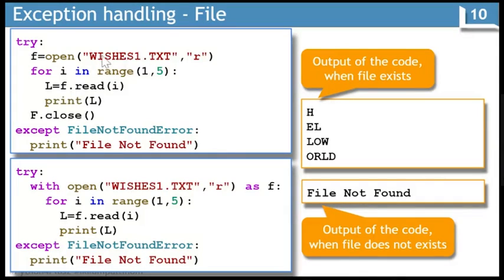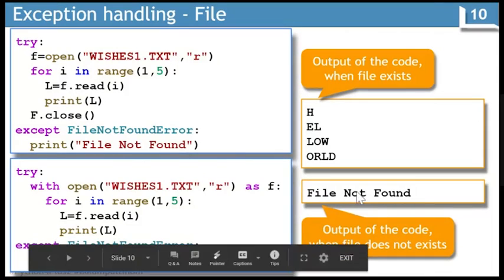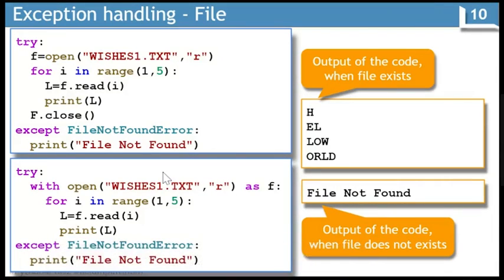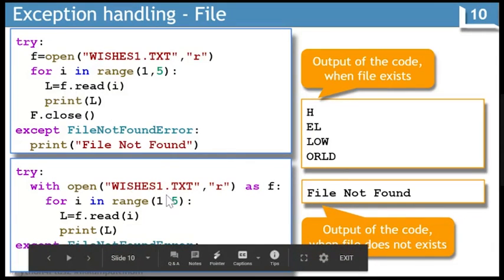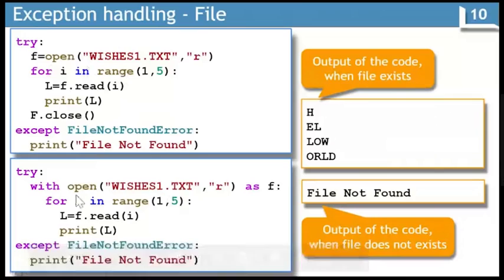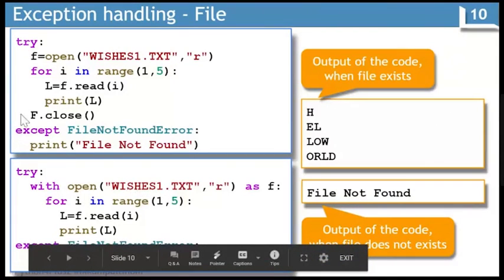And if wishes1.txt does not exist on the disk, in that case it is going to raise an exception as file not found error, and it will display a message as file not found. Okay. Now, there is another way of doing the same thing. Instead of opening the file like this, if we open the file like this, obviously we will not require f.close at the end. That is the only difference, and the rest of the logic will remain unchanged.